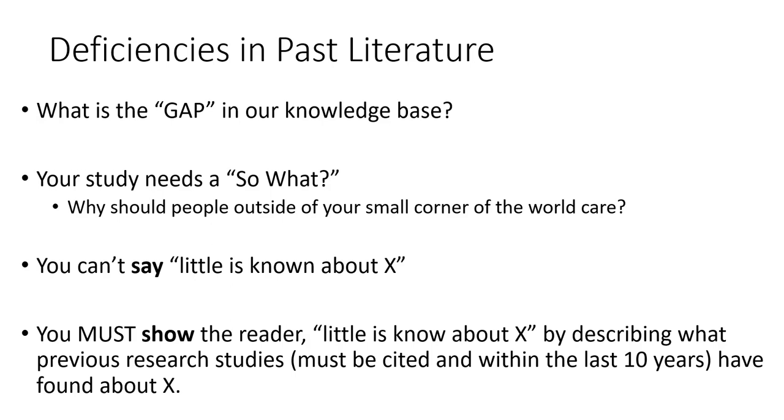When we think about that next component, that next circle in our funnel, the deficiencies in the past literature are really important to establish. We can't just say, and this is very, very common, particularly in students' early writing, that nothing is known about this. You can't simply do that. You must show the reader. You have to demonstrate to them that little is known about this topic by describing what previous research studies have found out about said topic.